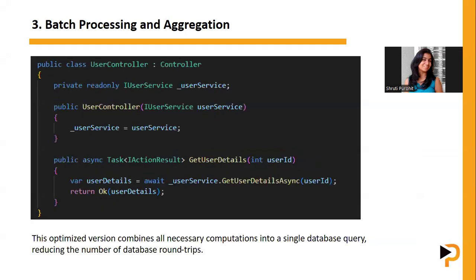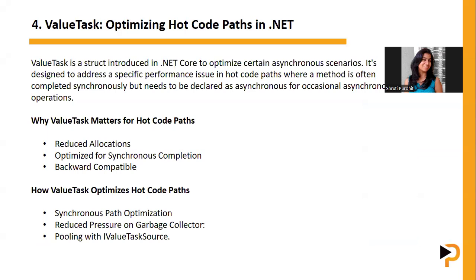Next problem is value stack. This is one of the basic concepts, and I hope that you know about it. Optimizing hot code paths in ASP.NET by using value stack. The value stack is nothing but a struct introduced in ASP.NET Core to optimize certain asynchronous scenarios.